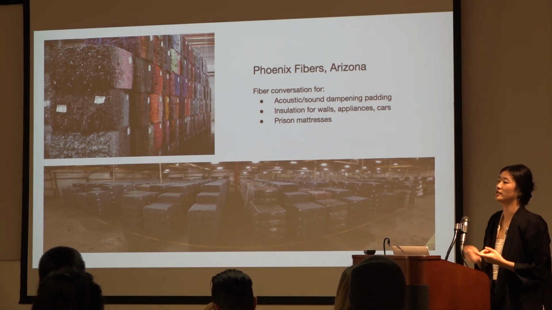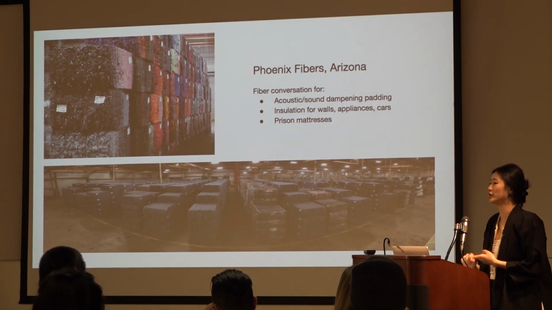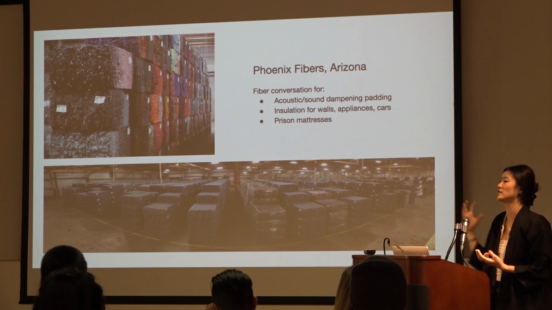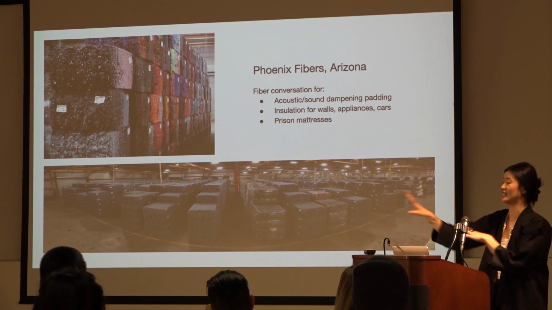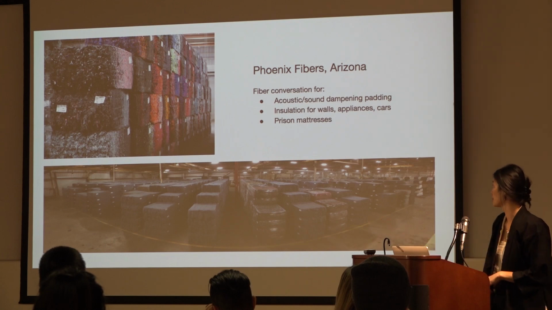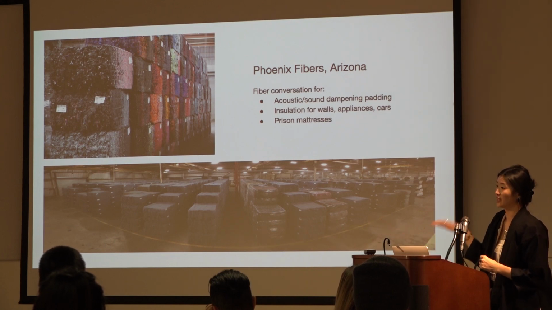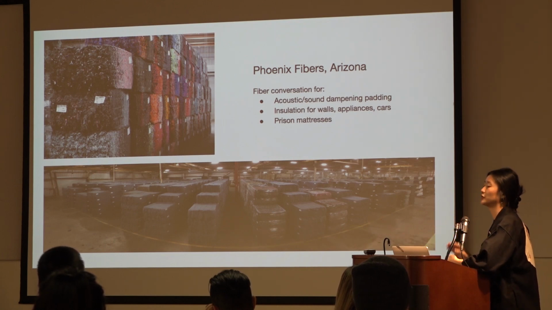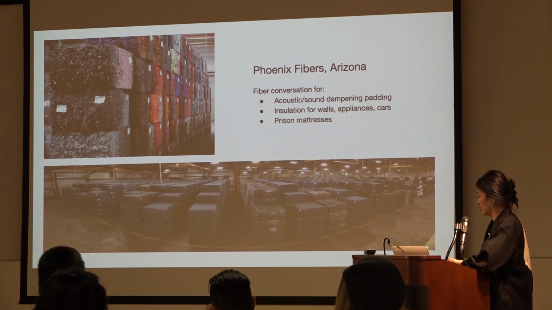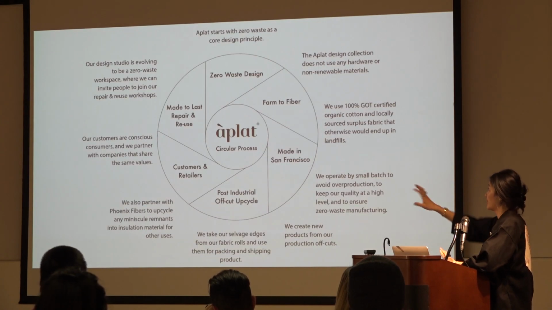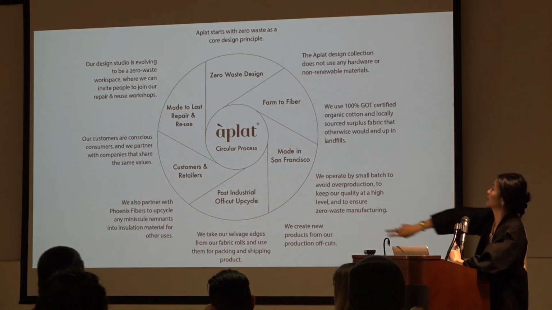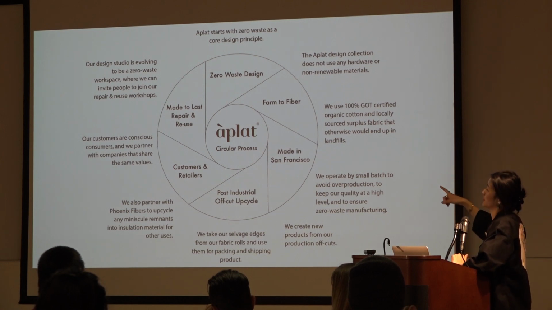And what they do is they collect cotton and denim pre-consumer waste, which is all the waste from production that is not seen by the consumer crowd. They take all of that and they upcycle it into different insulation material for walls, automotives, and a lot of prison mattresses as well. So it's super, super cool. So we've accounted for this entire cyclical system of our materials economy.